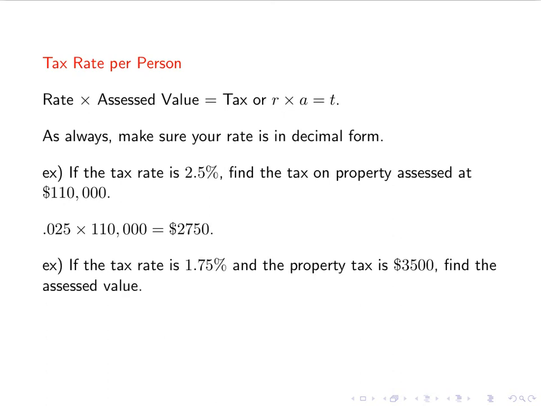If the tax rate is 1.75% and the property tax is $3,500, find the assessed value. So now we're looking for the assessed value and I know the tax. You have to make sure that you're plugging the numbers into the right spots. 1.75% becomes 0.0175. We don't know A, and the tax is $3,500. So in order to get A by itself, you need to divide by the percentage, and we get $200,000.